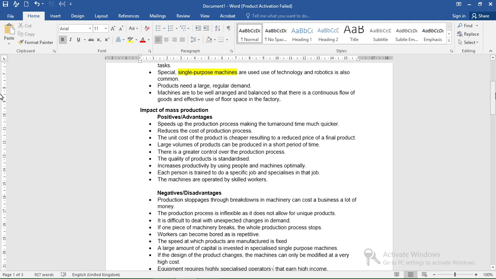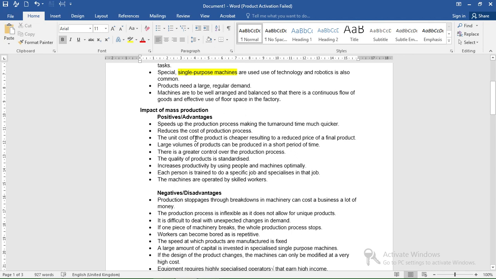Mass production speeds up the production process, definitely. Why? Because all products are moving in a single line, in a continuous process. There's no disturbance, so it speeds up the production process, and it's actually quicker when you're producing products, right? Another advantage, it reduces the cost of the production process. Why? Because everything just goes through the same thing and they're done quickly, right?